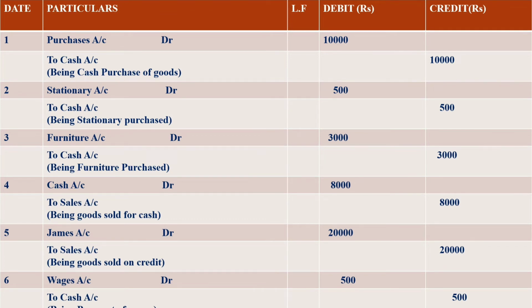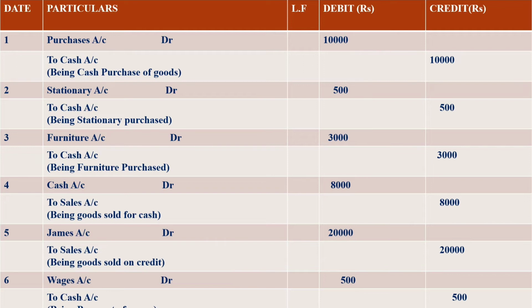Here you can see the specimen for the journal entry, that is date, particulars, LF, debit, credit. So in this way we have to prepare. And the first information, cash purchase of goods, is given in our problem: purchased goods for cash. So for that the entry is Purchases account debit to cash account, and the narration we write in this way: being cash purchase of goods. So why are we debiting the purchases account? When we are purchasing goods, the cash goes out of the business. For every debit there will be a corresponding credit. So Purchases account debit to cash account, debit 10,000, credit 10,000 rupees.